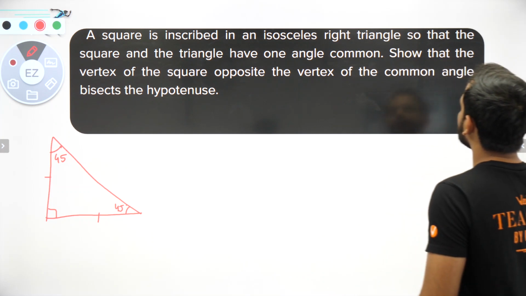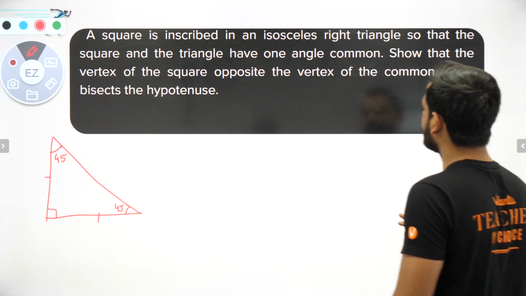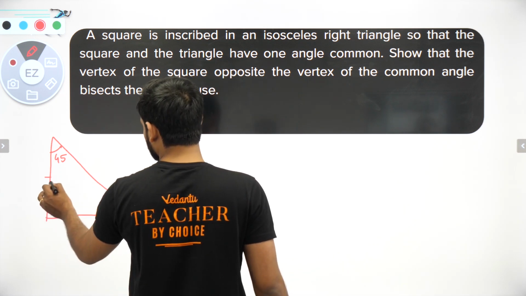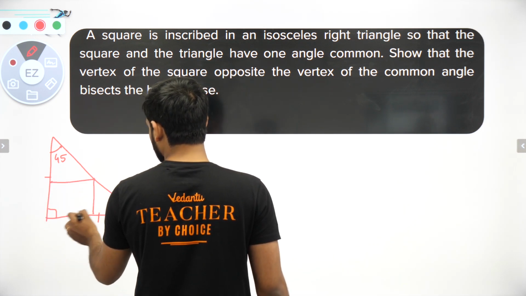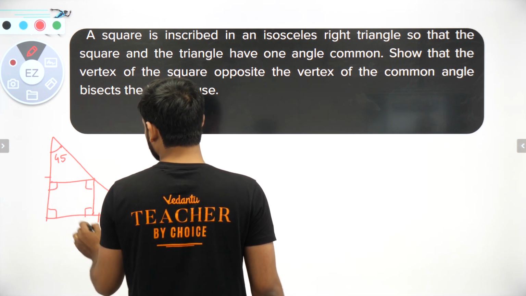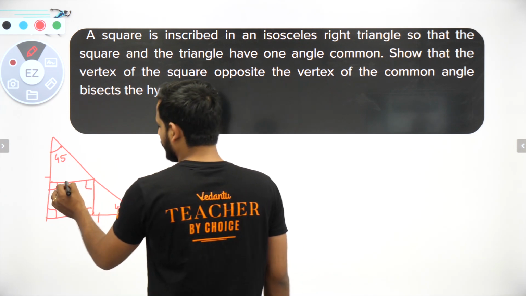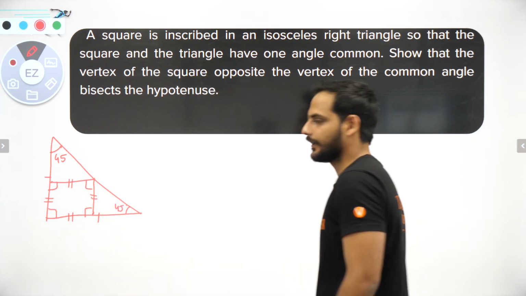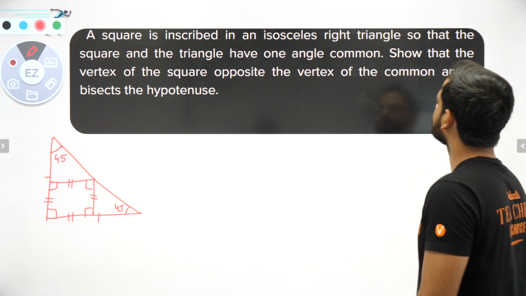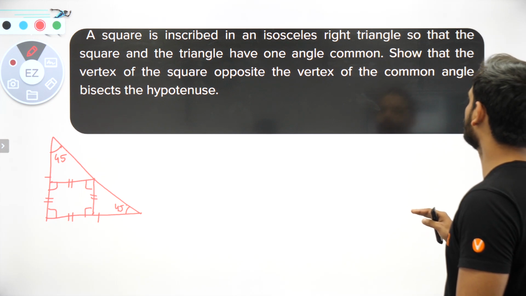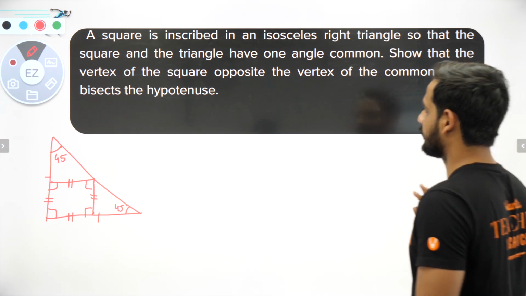Then a square is inscribed inside it, so that the square and the triangle have one angle common. That means a square is inscribed here, right? One angle common means 90 degrees common here. So this part is shown here, right? And all the sides of a square are equal, right? Now what they're saying: show that the vertex of the square opposite to the vertex of the common angle bisects the hypotenuse.